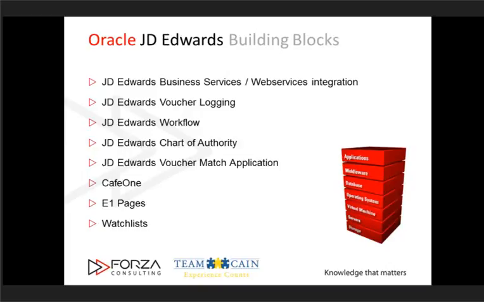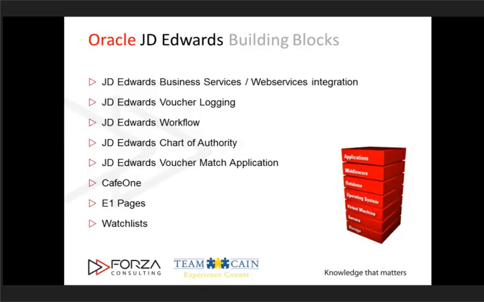We're also using the JDE Edwards workflow, which typically only supports purchase order documents, but this has been enhanced by Forza Consulting to also support invoice documents. This is done within our own product code, so this will not affect your JDE Edwards upgrade projects in the future. We are also using the chart of authority, which is used to route invoices for approval to the correct budget holder with the right clearance.